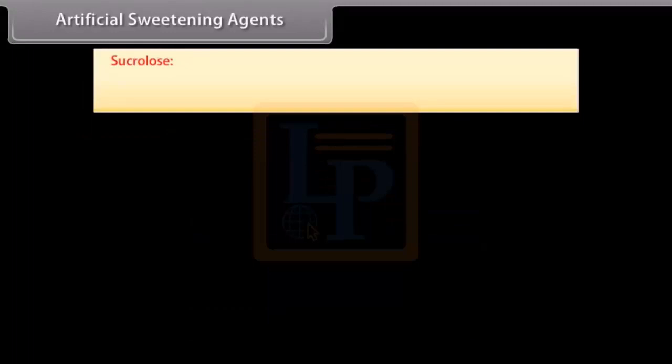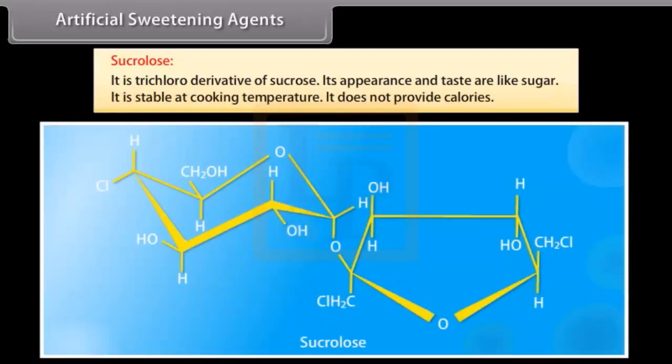Sucralose. It is a trichloro-derivative of sucrose. Its appearance and taste are like sugar. It is stable at cooking temperature. It does not provide calories.